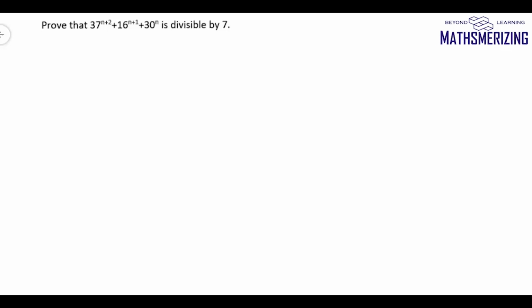So here the question is, we need to prove that 37 to the power n plus 2, 16 to the power n plus 1, and 30 to the power n is divisible by 7. So again, we'll use the shortcut. We have to express these numbers as some multiple of 7. So I can write 37 as 5 into 7 plus 2. I can write 16 as 2 into 7 plus 2. And I can write 30 as 4 into 7 plus 2.